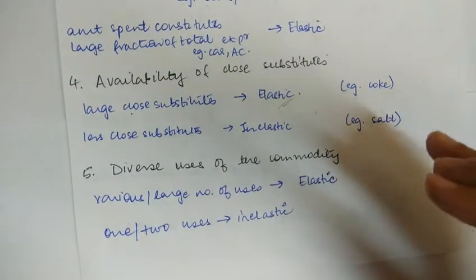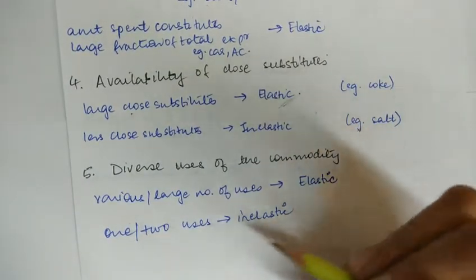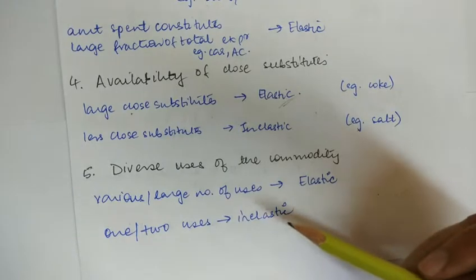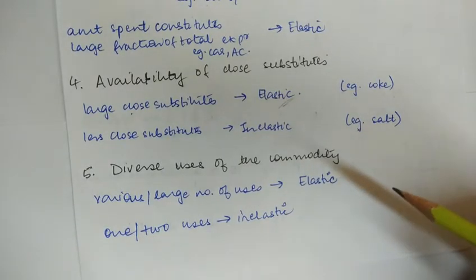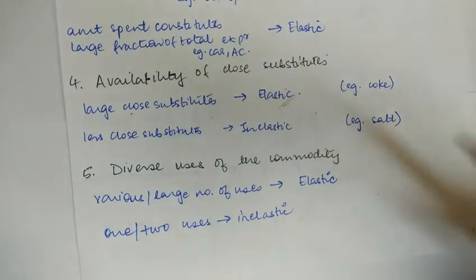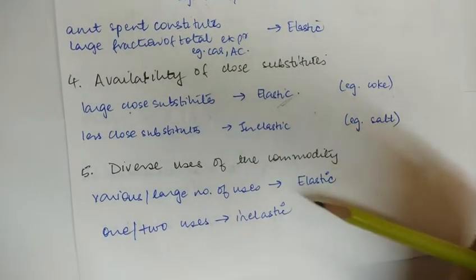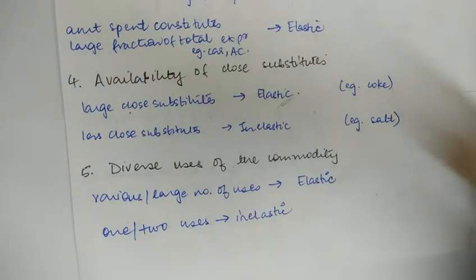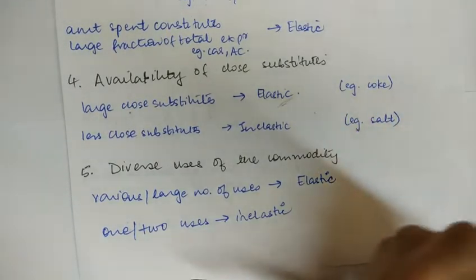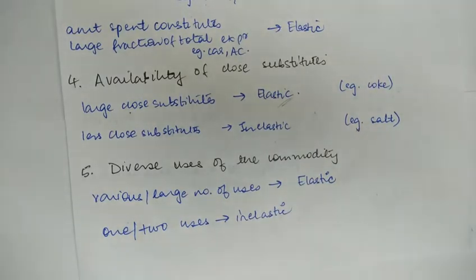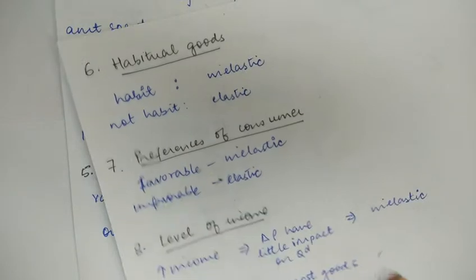Now, diverse uses of the commodity. When the commodity can be put into diverse uses, the demand for it is elastic. For example, milk can be put to various uses. Now, if the price of the milk rises, you can reduce the consumption of the milk for less important things. So the demand for milk is said to be elastic in that case, right? And when the commodity has fewer uses, we have inelastic demand for that commodity.